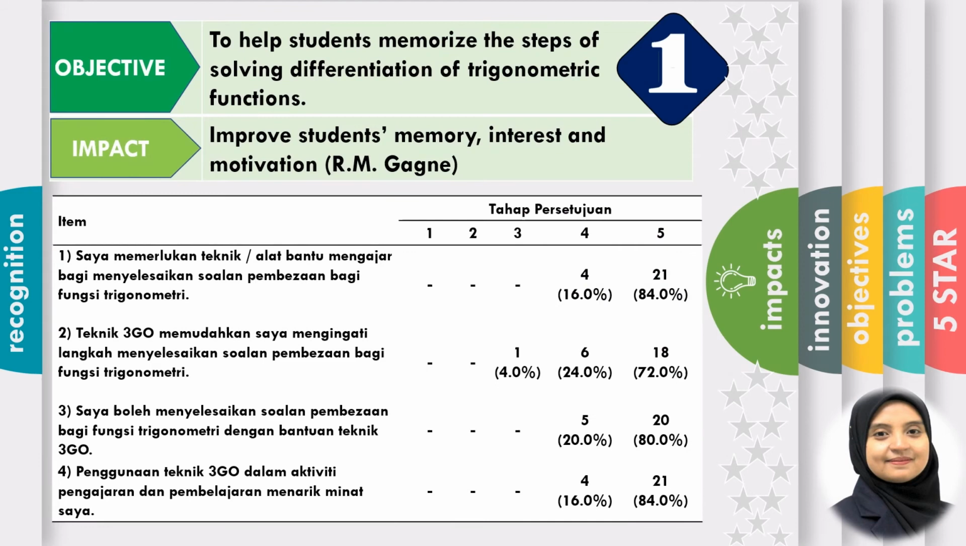Alright, now we talk about the impacts on the students. The data shows the results obtained from the questionnaires. It shows that the mean score of the items is at a high level, which is scale 4 to 5. We can say this innovation improves students' memory, interest, and motivation, and the objective to help students memorize the steps of solving differentiation of trigonometric functions is achieved.